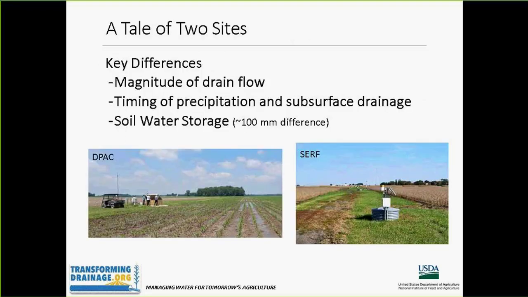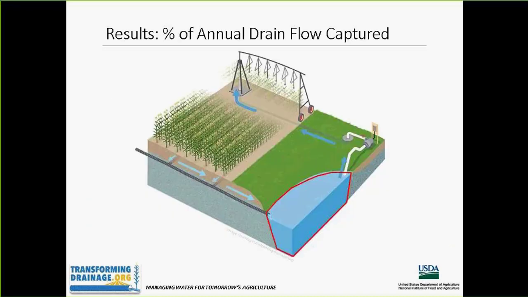And so these are key differences to keep in mind. The timing of that precipitation and subsurface drainage, and also, this is the first time I'm bringing it up, the soil water storage. There's about 100 millimeters more storage, what we're estimating, at SERF than at DPAC. So let's get into some of the results.